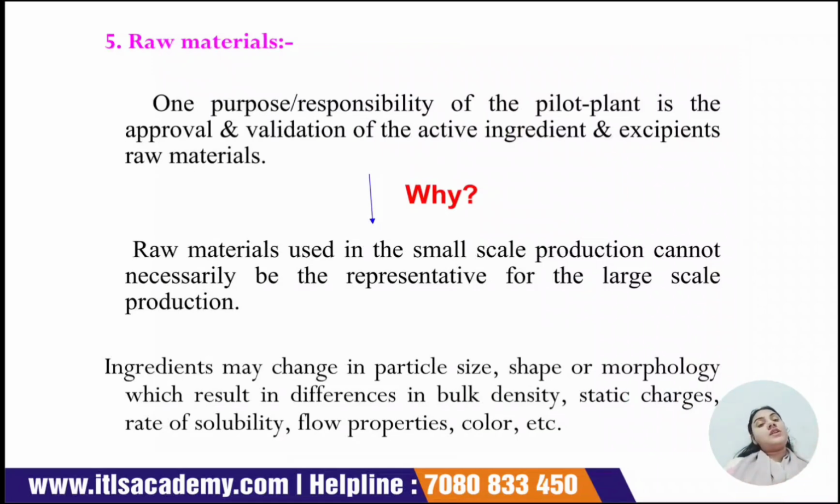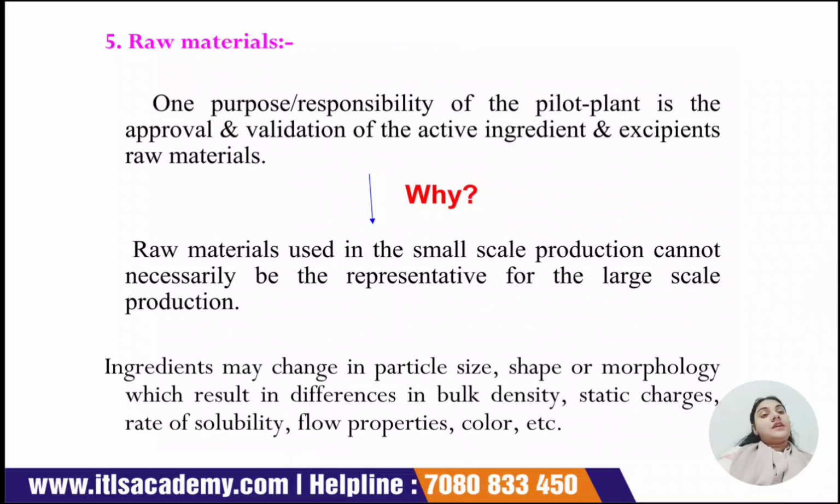Then raw materials. So what is a raw material? Raw materials are the basic materials needed in the production of a pharmaceutical product. The purpose or responsibility of the pilot plant is approval and validation of active ingredient and excipients, the raw materials. Why is it used? Raw material used in small scale production cannot necessarily represent the large scale production. Ingredients may change in particle size, shape, or morphology, which results in differences in bulk density, static charges, rate of solubility, flow properties, color, etc.